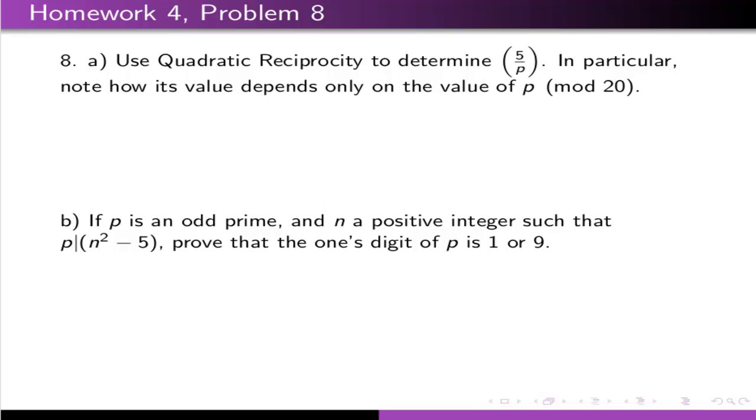Let's see, problem 8. Use quadratic reciprocity to evaluate 5 over p for all primes p. And then note how it only depends on the value of p mod 20. So, well, 5 is congruent to 1 mod 4. So 5 over p, we can just flip it. And then all you're left to do is find what are the perfect squares mod 5.